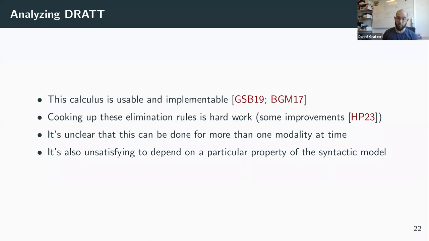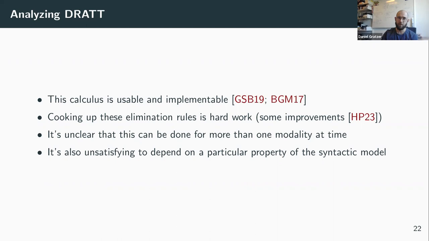Some improvements have been made in the context of one modality, but as soon as you have more than one modality at a time, I don't believe anyone knows how to include an elimination rule that actually has good behavior with respect to substitution. It's also unsatisfying in a pretty serious way to depend on how the syntactic model works. It means that if we try and use this as an internal language and we start adding constants to make it more faithfully reflect the model we care about, pretty quickly we can actually break the substitution principle, which is not something that happens in normal models of type theory, in normal internal languages.